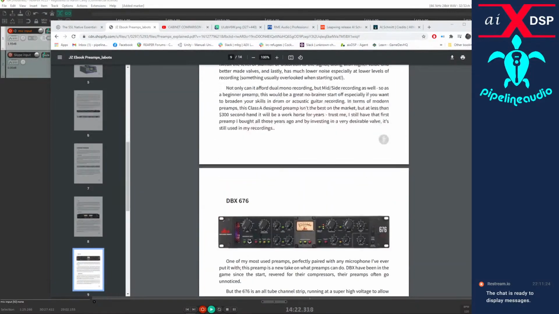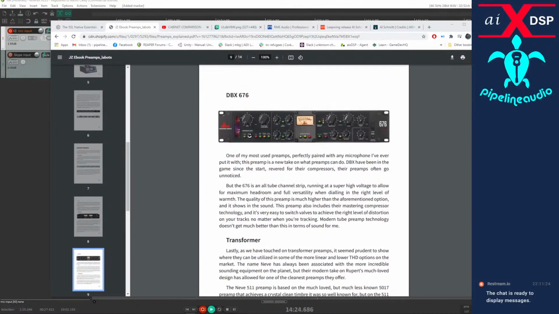And if you don't know, just use the mic preamp that comes in your interface. It's probably gonna be fine. It's not gonna be the difference between you making it and not making it with a hit or something.